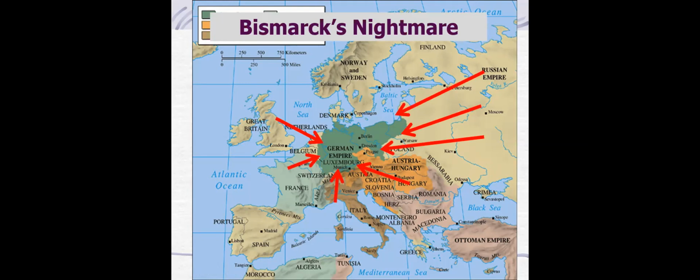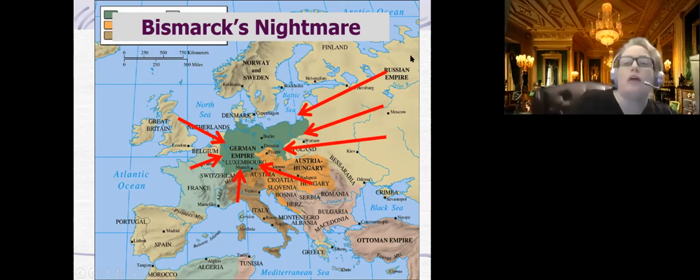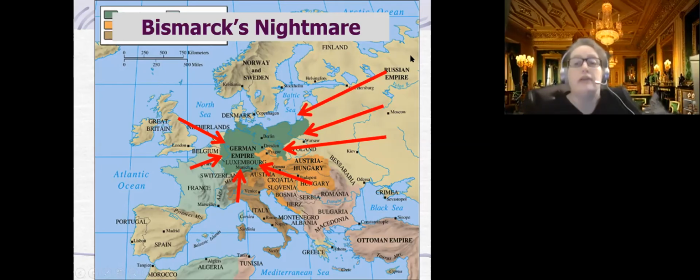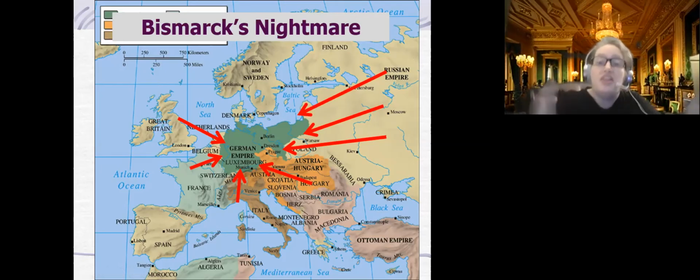She's landlocked. That means she has a very long border. And it's very, very possible that the British, the French, the Italians, the Austro-Hungarians, and the Russians could all decide to go to war against Germany all at once. That's the sort of thing that had Bismarck waking up in the middle of the night in cold sweats.